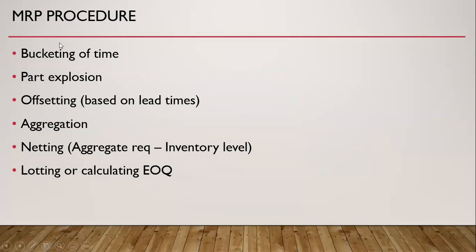So what is the procedure for material requirement planning? We need to do bucketing of time. So time is divided into years, months, weeks, or days, and it is not long term. MRP is not a long term plan, so it is usually in weeks or days. Then we do part explosion. We drill down the components of a product or subcomponents of a component. Then we do offsetting based on lead time. Then we do aggregation. Then we do netting, which is aggregate requirement minus inventory level. Then we do lotting, or calculating the economic order quantity to order.